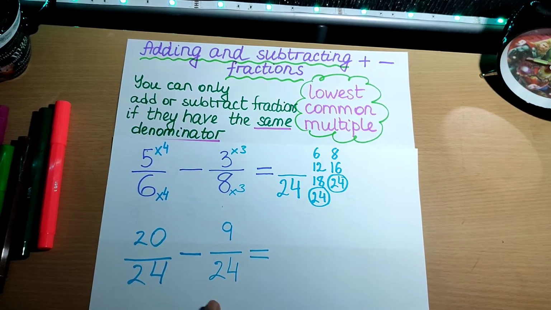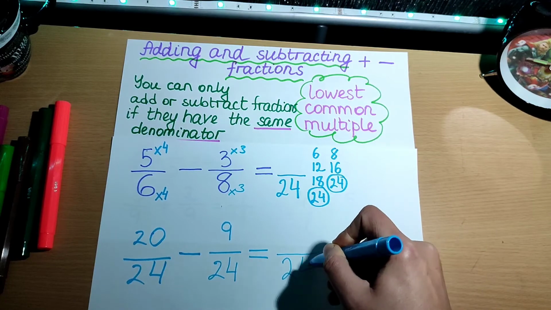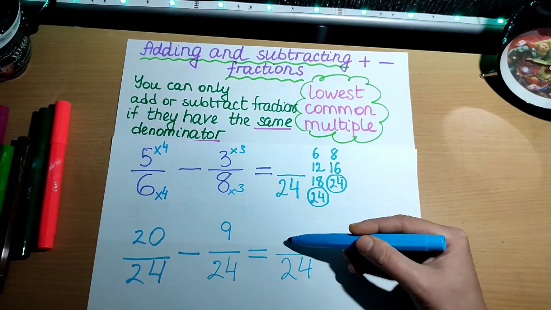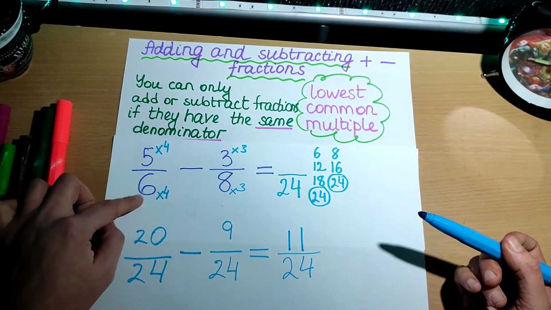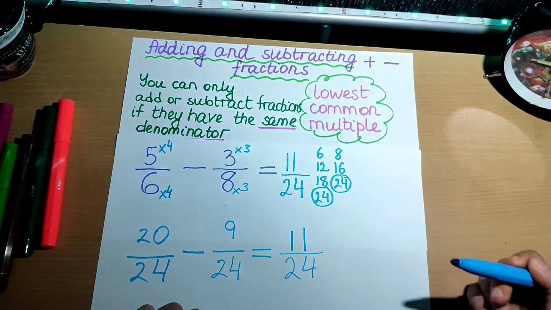Can we subtract these fractions now? Yes, we can, because they have the same denominators. So we'll leave our denominator as it is, 24, and then we do 20 take away 9, which is 11. So 5/6 take away 3/8 is 11/24.